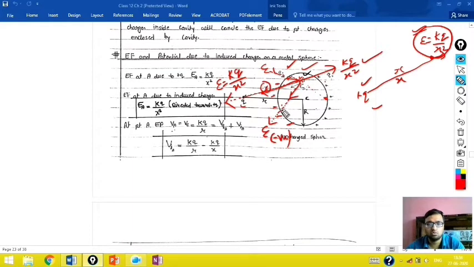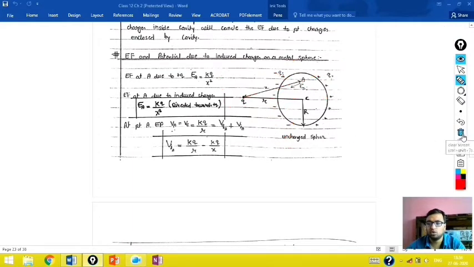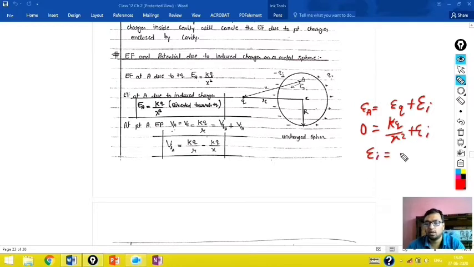So if someone asks you what is the electric field due to the induced charge, you can say that the electric field at A is the electric field at A due to q plus the electric field at A due to induced charge. The electric field at A is 0, and the field due to q is kq upon x square. So we can write that the electric field due to induced charge is kq upon x square with a negative sign. Now if we talk about potential, what is the potential at A?